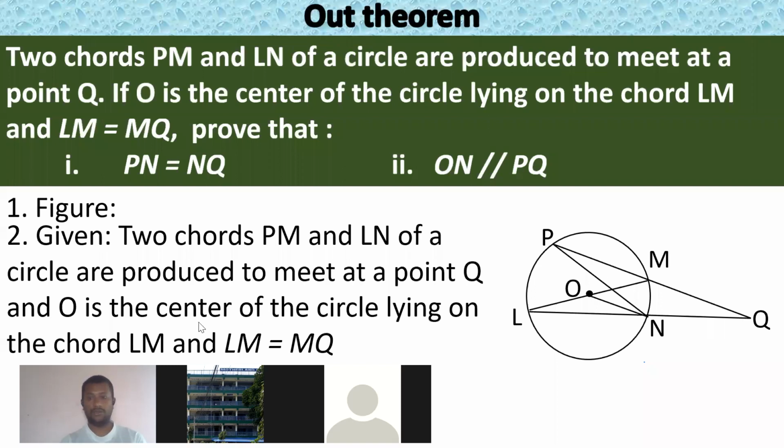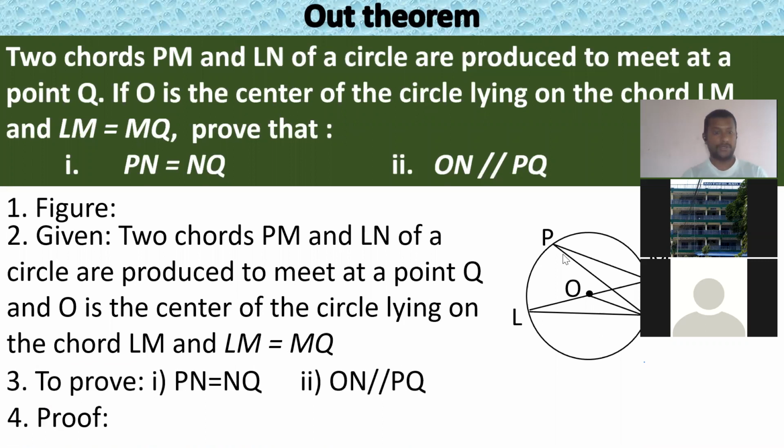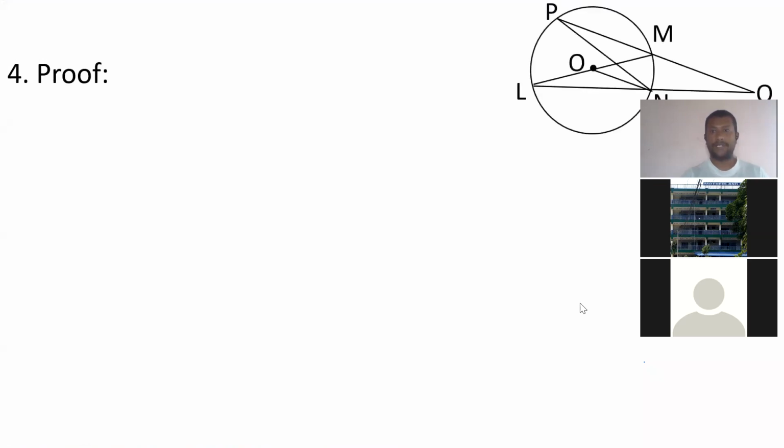So let's go ahead. Given: the given part I have copied from the question, the same. Number three, the to prove part is also given in the question. So now moving to the proof. I have copied this.